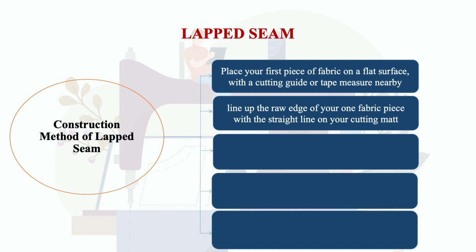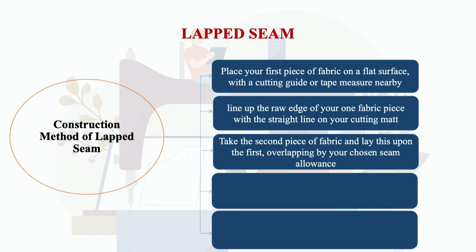If you want to create a lapped seam on a garment or a piece of fabric, you have to keep the fabric on a flat surface and then measure with the measuring guide or the measuring tape. Then line up the raw edges of one piece of fabric with the straight line on your cutting mat. Then take the second piece of fabric and lay it upon the first, overlapping by your chosen seam allowance.